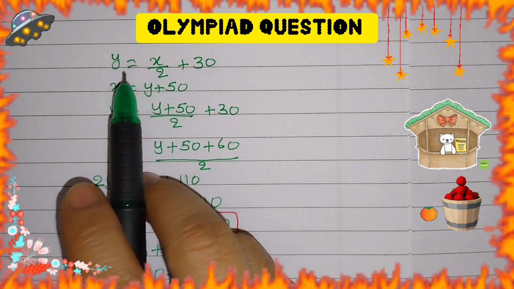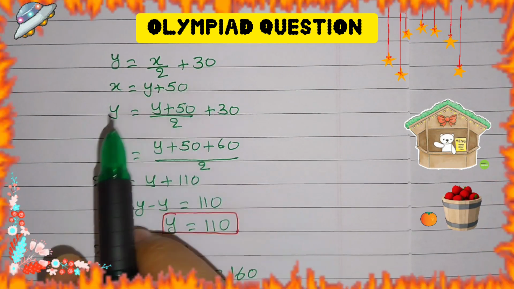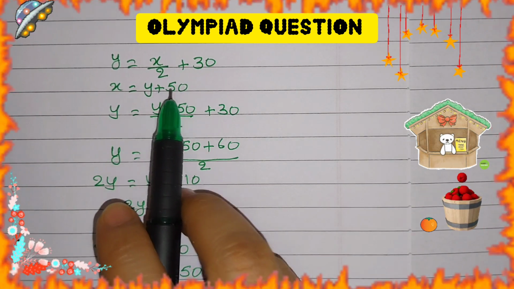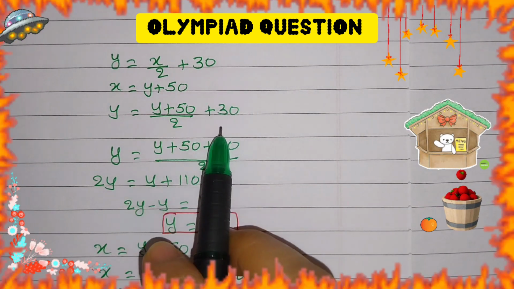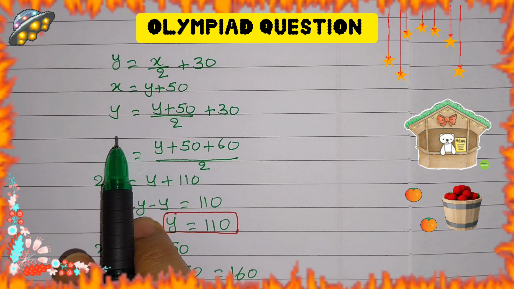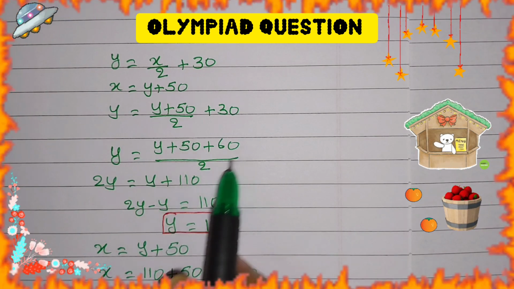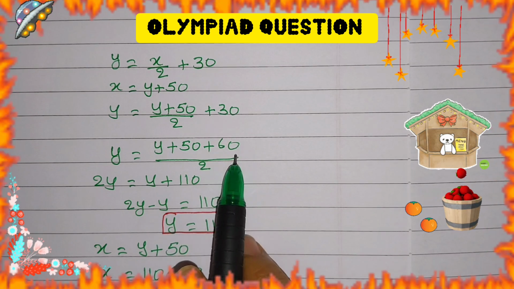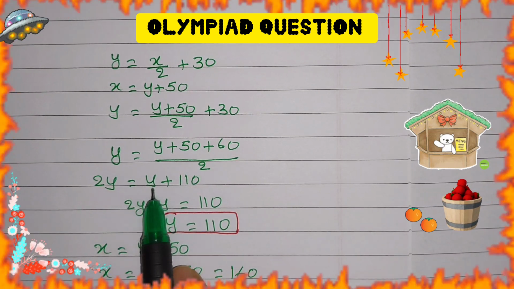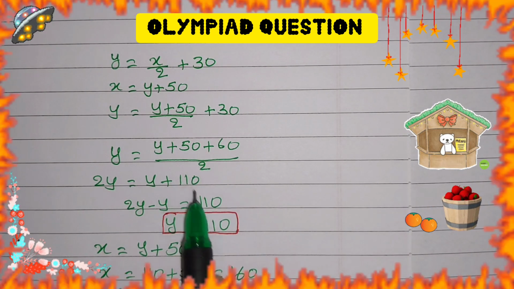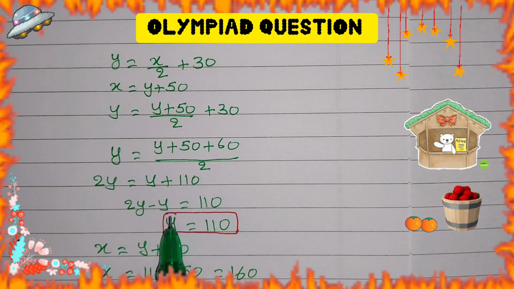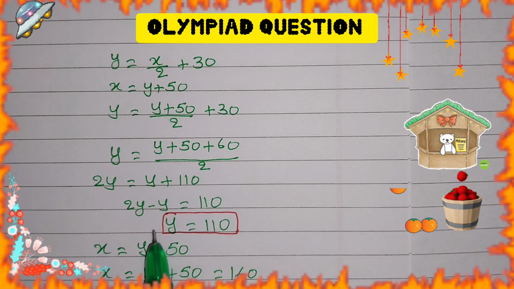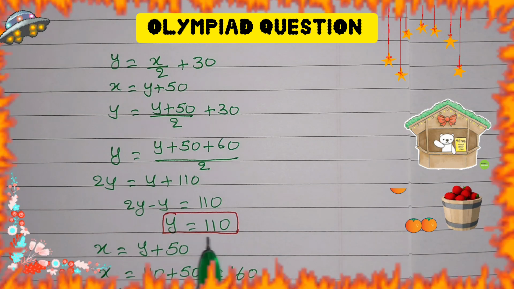Now we are going to solve that equation. y equals x by 2 plus 30. We know the x value, x equals y plus 50. Substitute the x value in the x place. y equals (y plus 50) by 2 plus 30. LCM is 2. y equals (y plus 50 plus 60) divided by 2. So 2y equals y plus 110, because 50 plus 60 is 110.